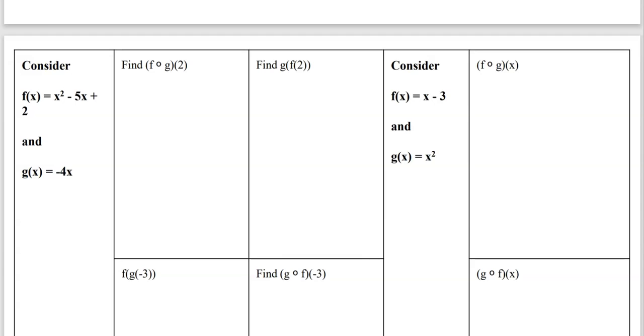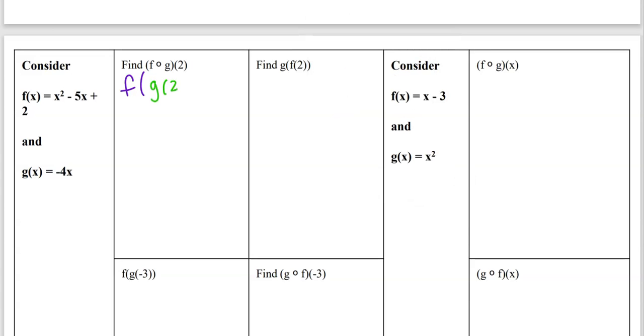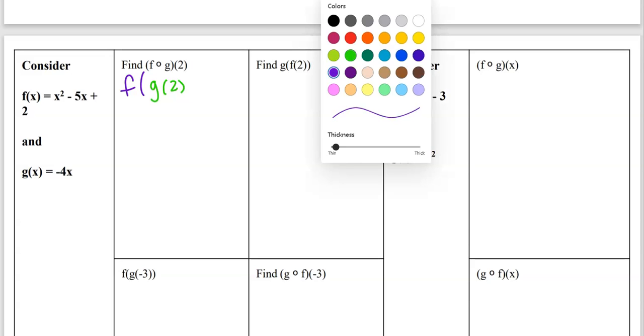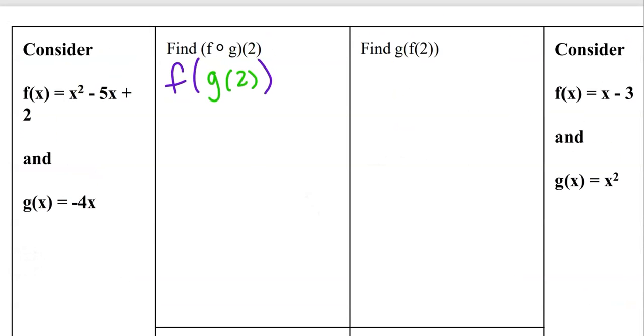The first one says find F of G of 2. So I'm going to rewrite it as F of G of 2. I like to write it like this. Y'all know I'm very visual. So we're going to start from the inside and work our way out. I'm going to plug 2 into the G function, figure out what that number is. When you plug in a number, you get a number. Get that value, and then we're going to take that value and plug it into F.